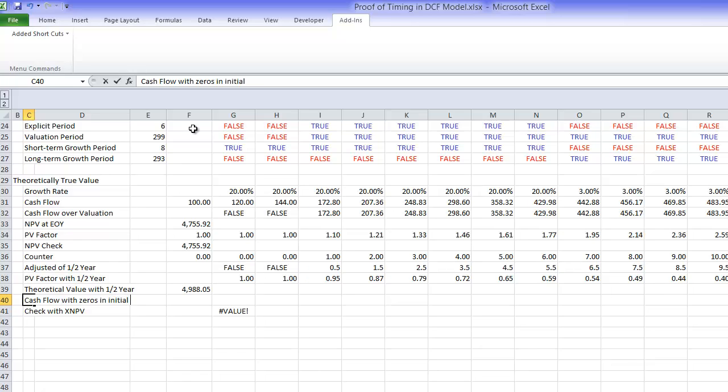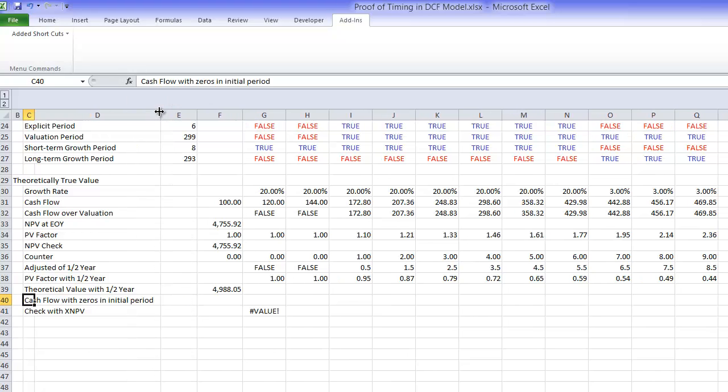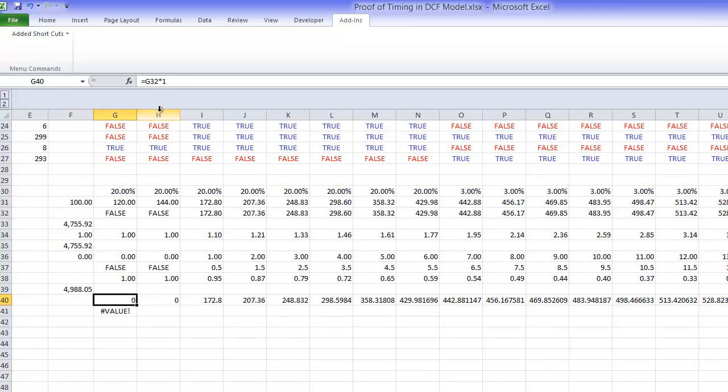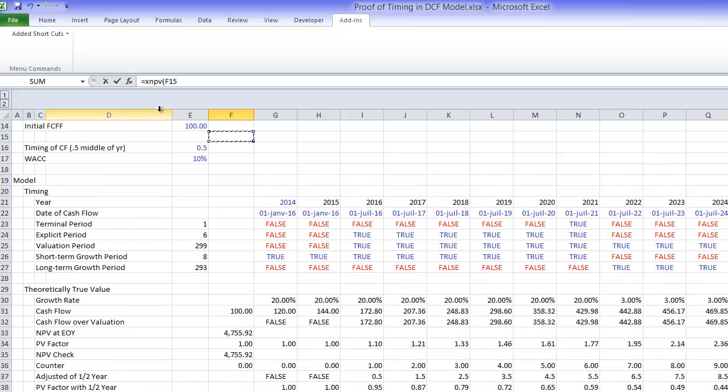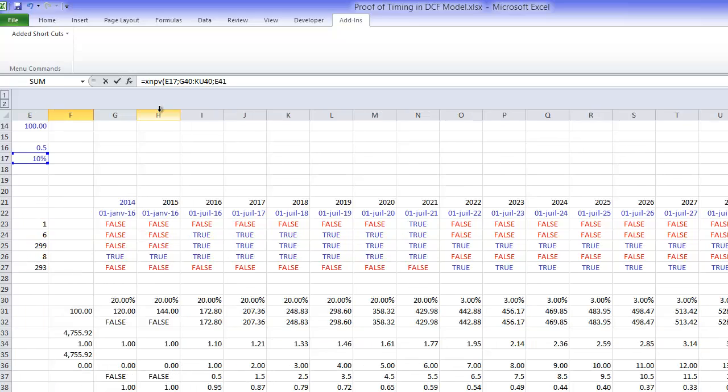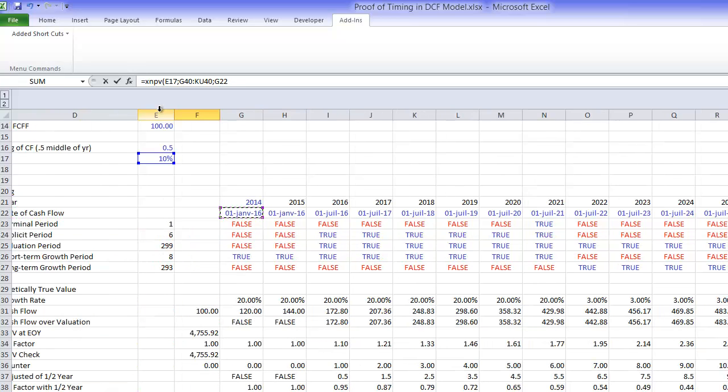initial, excuse me for that. Okay, if we take this cash flow and we multiply, and take this cash flow and multiply by 1, then we can just switch that cost off. Okay, and then we can put XNPV and take our WACC, take the cash flows, and take the dates.